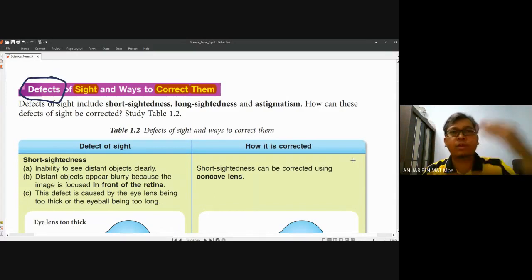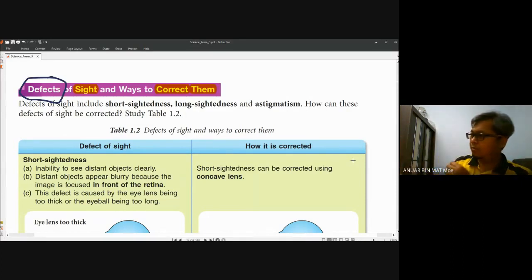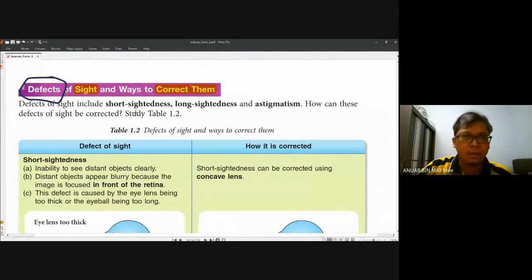Maybe I cannot see distant objects, or I cannot read if the book is at a distance from my eye because I see it blurry, or not just blurry, sometimes we get some shadow or like that. Okay, so that is the defects. Bukan cacat ya, itu lain itu. Yeah, this one is what we call a defect sahaja. Alright, and then ways to correct them. There are ways. Ada cara untuk memperbaikinya atau untuk memperbetulkan dia.